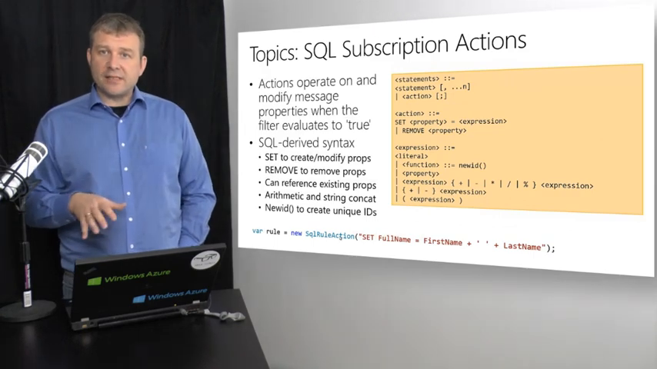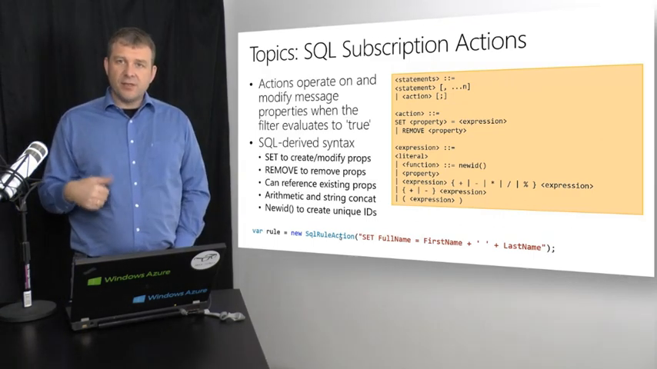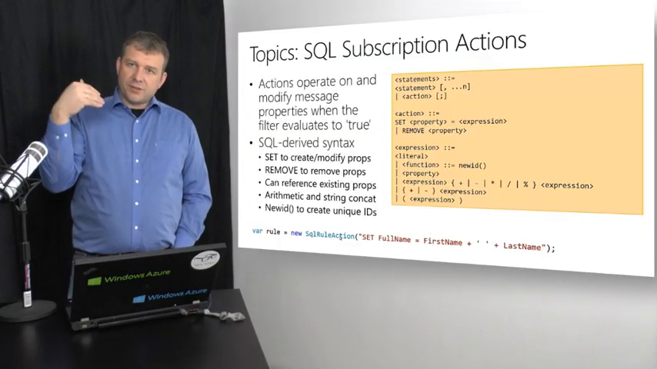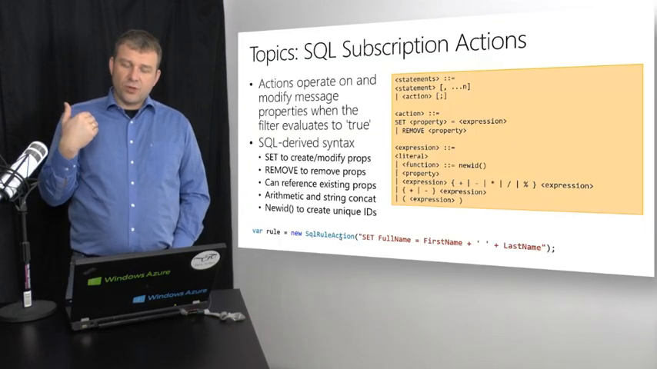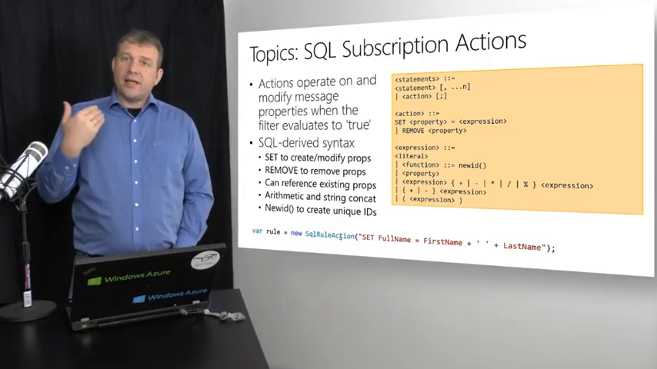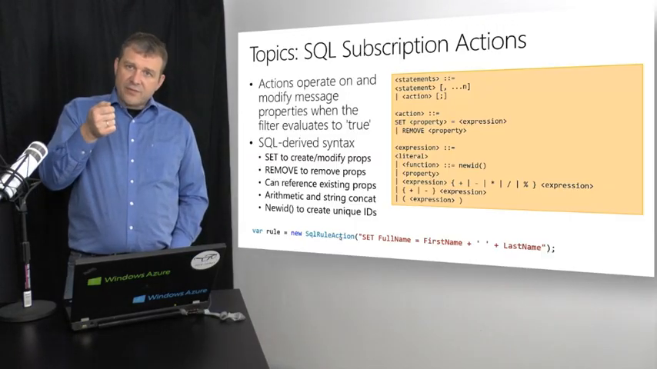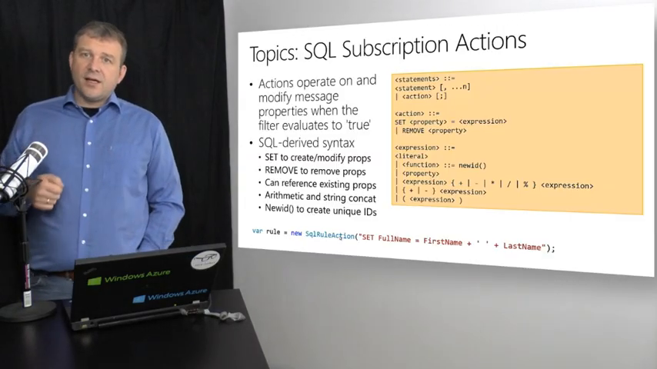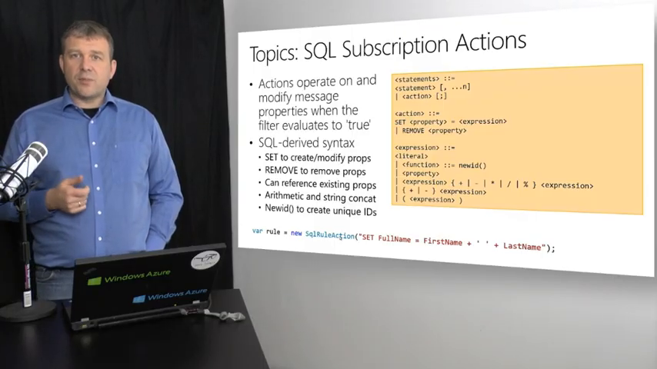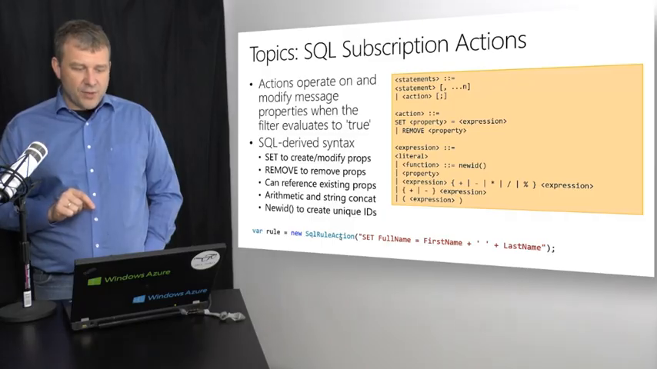Paired with a rule, as I explained earlier, is potentially an action. So you can filter messages out based on a rule condition, and then you can manipulate them. You can set properties as you process them inside of a subscription. You can manipulate the properties of a message. You can never touch the body, but you can manipulate those properties.